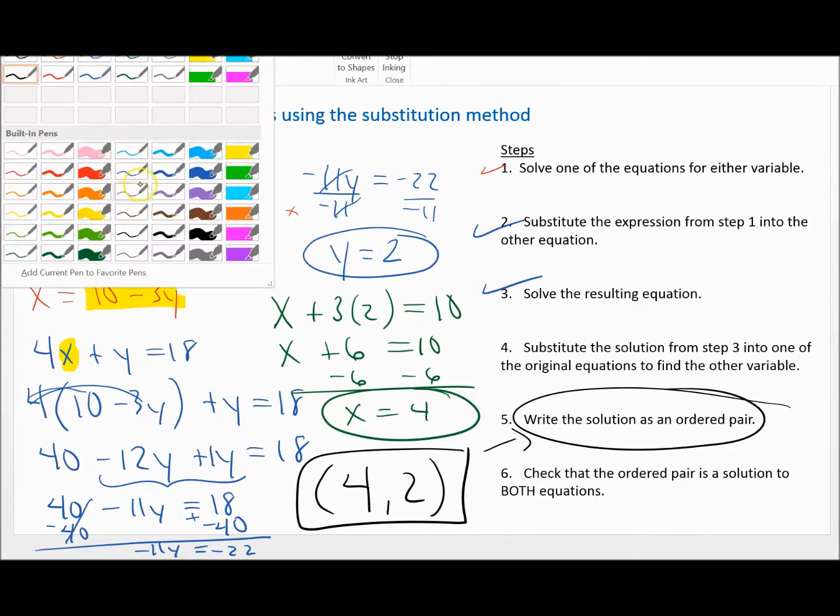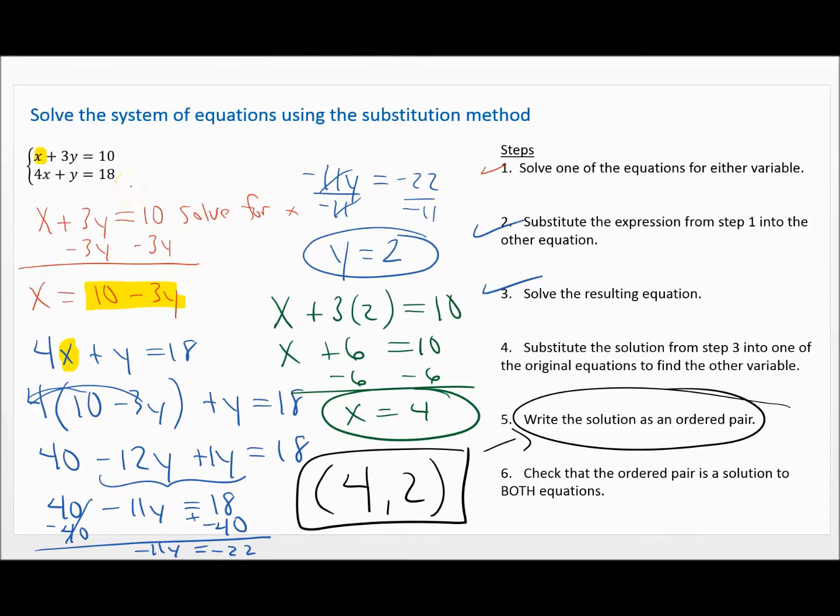Let's check this one in purple. I'm going to go to the top right of the page. It says x plus 3y equals 10. My x is 4 plus 3 times my y, which is 2. Does that equal 10? Well, 4 plus 6, yes, that equals 10.